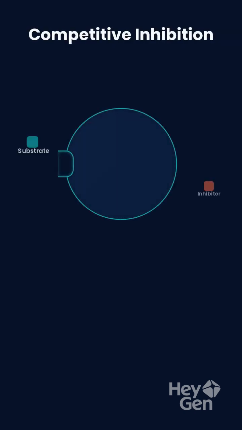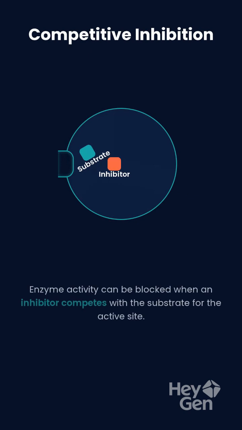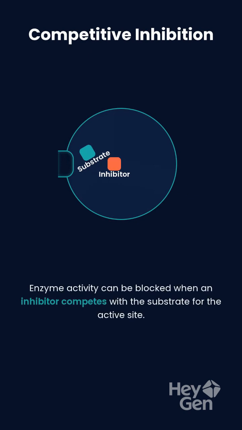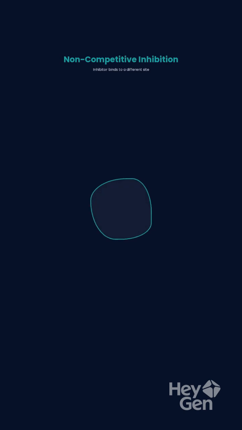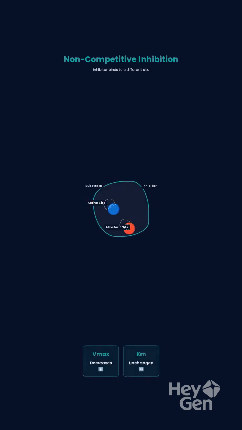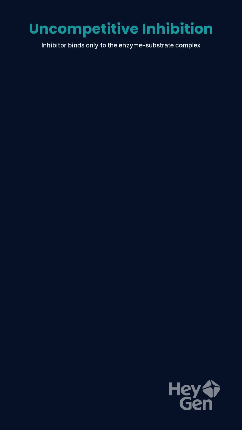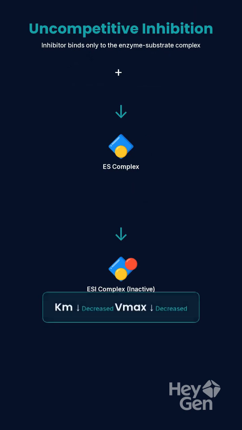Enzyme activity can be blocked by inhibitors. Competitive inhibition occurs when the inhibitor competes with the substrate for the active site. Non-competitive inhibition involves the inhibitor binding to a different site, decreasing Vmax while Km remains unchanged. Uncompetitive inhibition sees the inhibitor binding only to the enzyme-substrate complex, resulting in a decrease in both Km and Vmax.